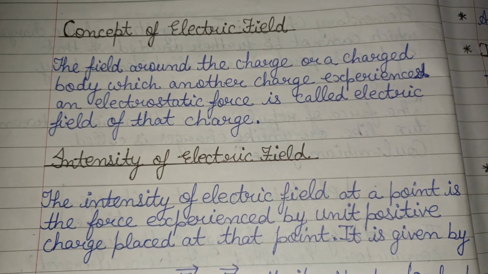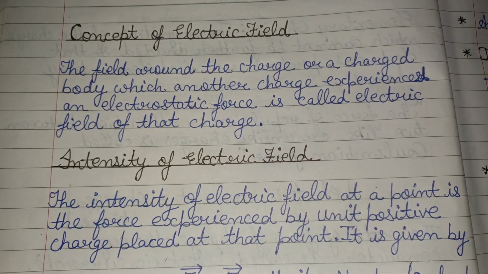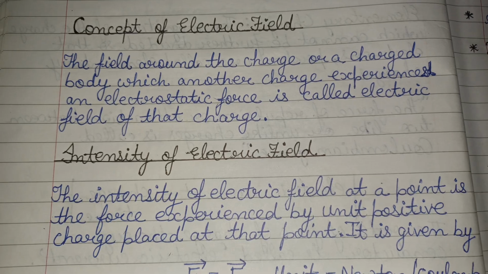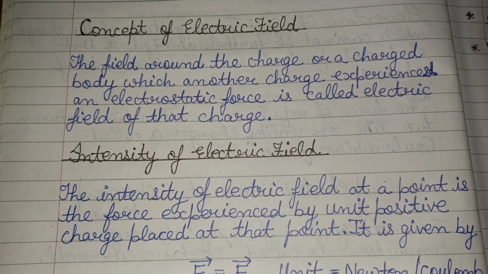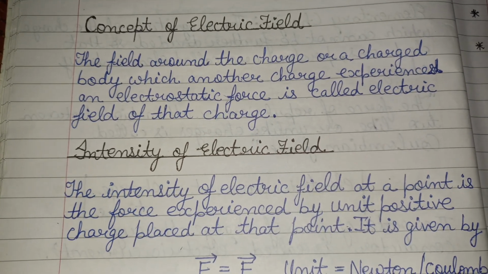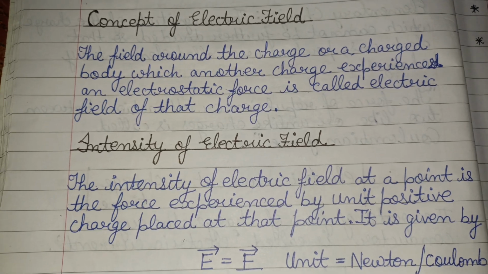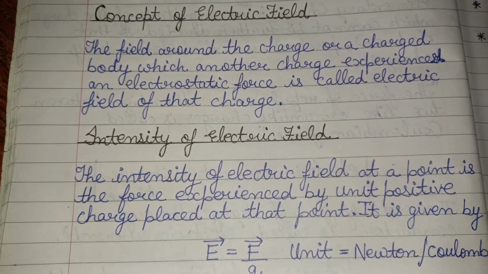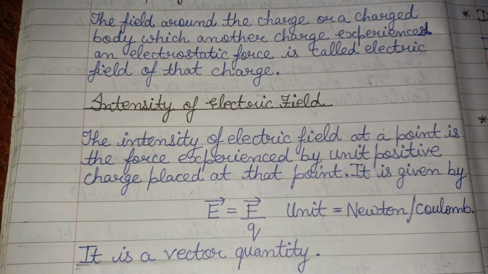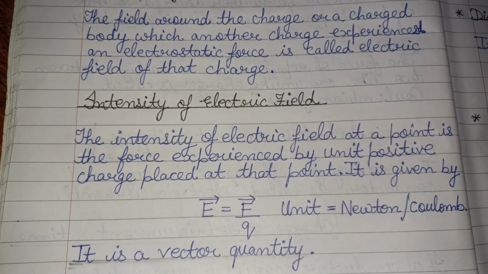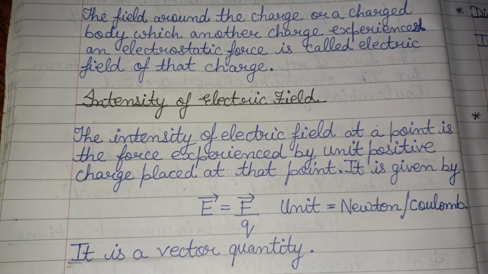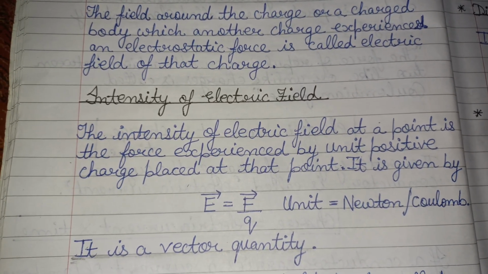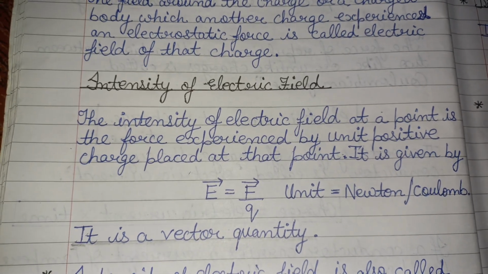Concept of electric field: the field around a charge or a charged body in which another charge experiences an electrostatic force is called the electric field of that charge. Intensity of electric field: the intensity of electric field at a point is the force experienced by a unit positive charge placed at that point. It is given by E vector is equal to force vector F upon Q.